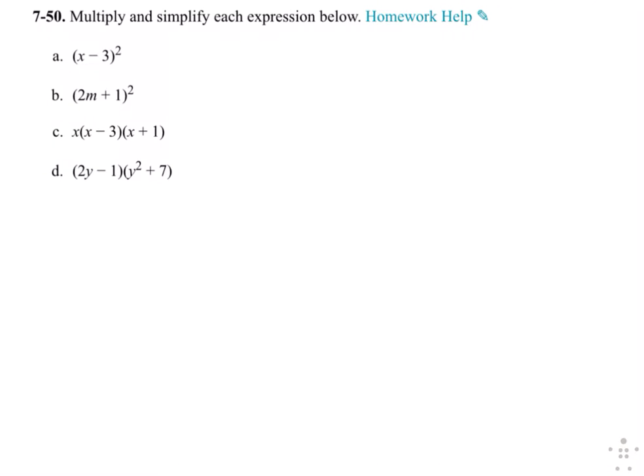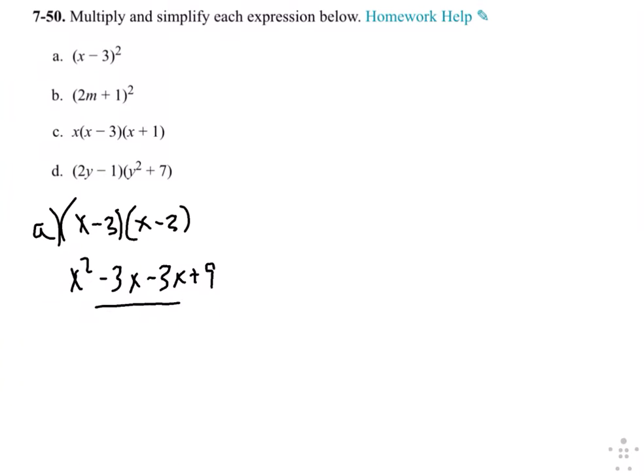Okay, for 750, they want us to just simplify, right? So (x - 3)² is (x - 3) times (x - 3). There's no shortcuts, right? So we get x squared, this is FOIL, minus 3x, minus 3x, plus 9. These are like terms: x² - 6x + 9 for A.